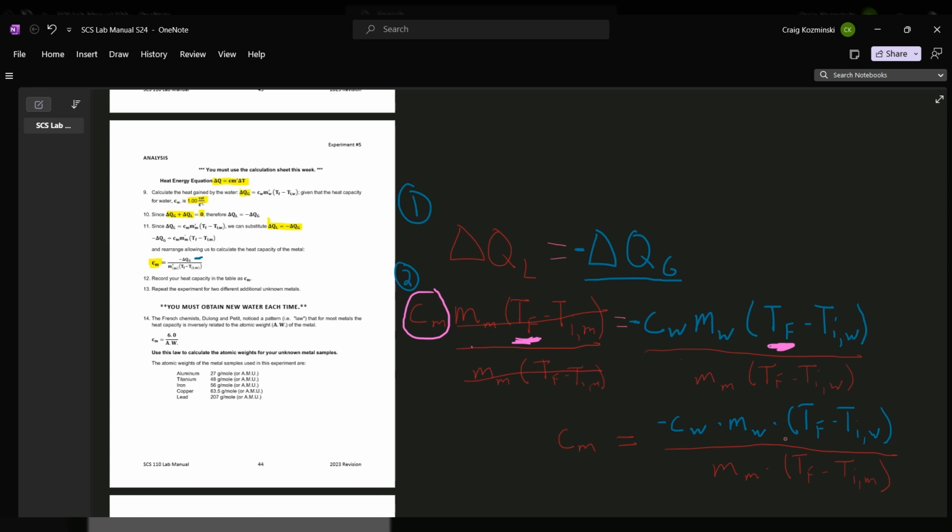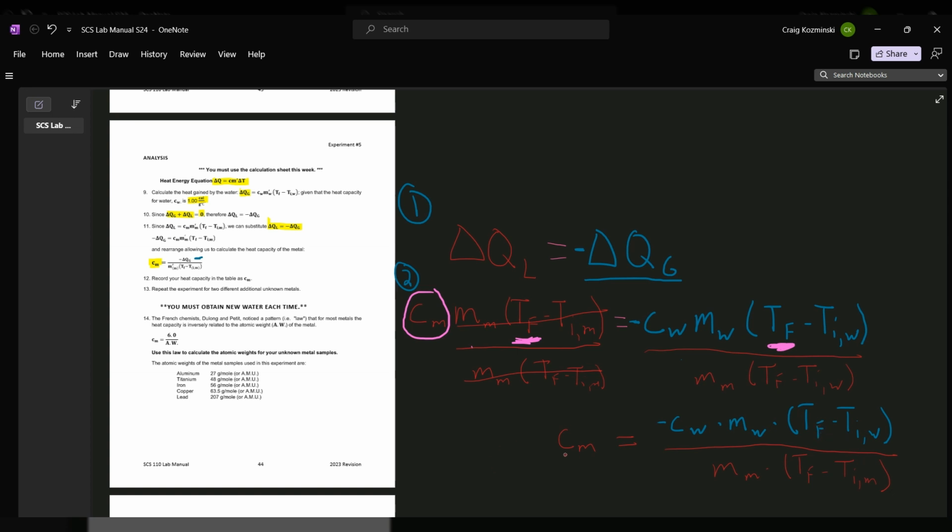And so there is a subtle distinction between the delta T's. On the top, it's the final temperature or the equilibrium temperature minus the initial temperature of the water. On the bottom, it's the final temperature or the equilibrium temperature minus the initial temperature of the metal. So this is a very subtle distinction, but one worth noting here.